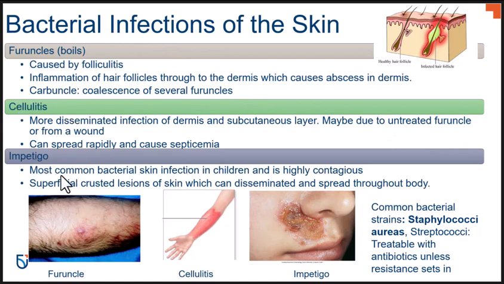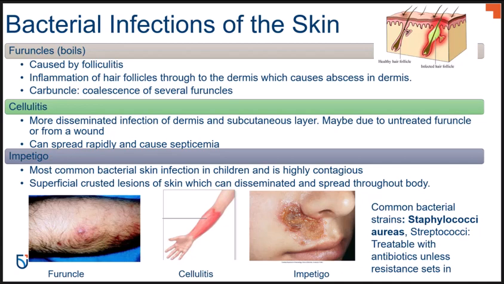And finally, impetigo. This is the most common bacterial skin infection in children. It's very contagious, and it causes these superficial crusted lesions, as you can see here, that can continue to spread. So it can get bigger and bigger and bigger throughout the area that it is causing an infection. So prompt treatment's required to avoid complications.